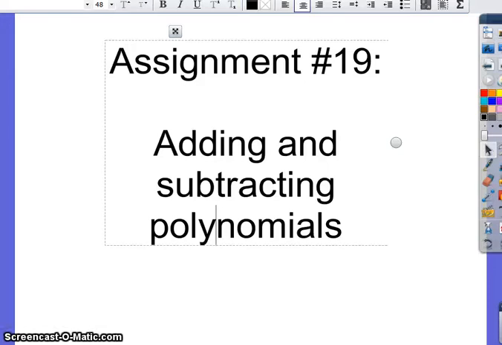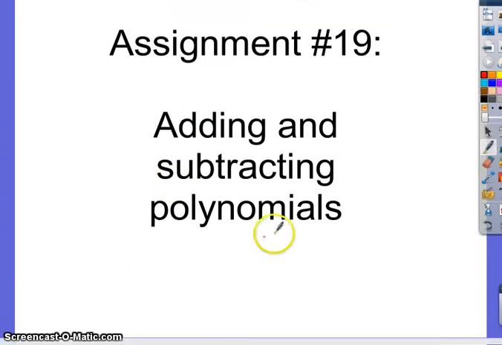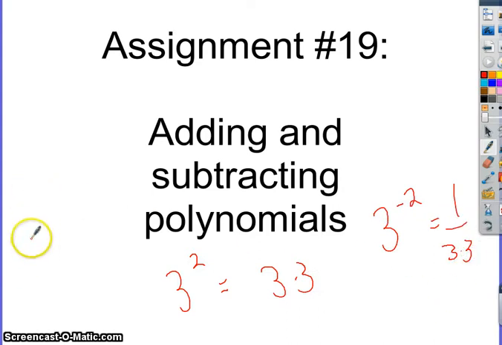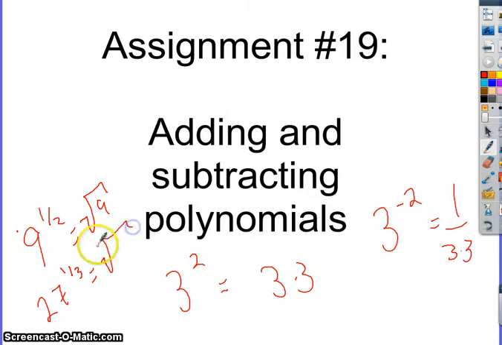All right, we are now on to the first new assignment after exponents, and that's adding and subtracting polynomials. So at this point, you should have a good idea of what an exponent is. That is, an exponent is a count of how many of the base you have, two of them here, or it can be a count of how many times you divide. You divide by 3 twice here, or it can mean things like square root and cube root. So 9 to the 1/2 means the square root of 9, and 27 to the 1/3 means the cube root of 27. So it can mean an awful lot of different things.